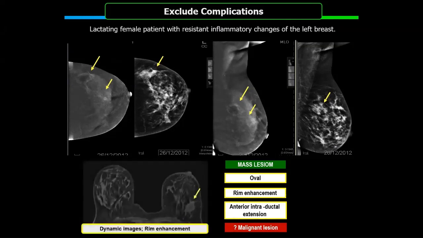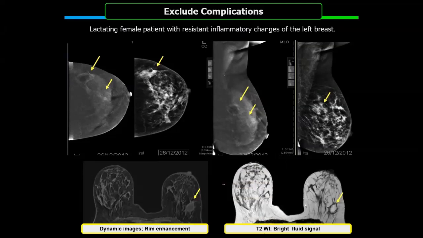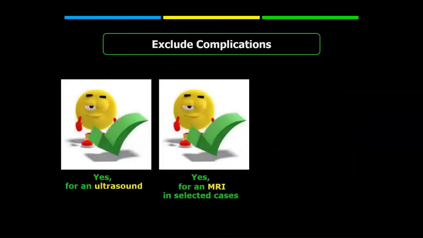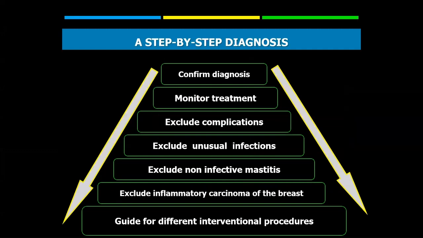While looking at the MRI of the same patient, we will find that, yes, the lesion showed rim enhancement, but going back to the T2 weighted image, what's inside this rim is simply fluid, and it was not a solid mass lesion. This was simply an abscess cavity in a case of granulomatous mastitis. So to exclude underlying complications, this time we will add the MRI to the ultrasound for selected, and not all, patients. And again, we will say no, do not go for a mammogram or a contrast mammography.